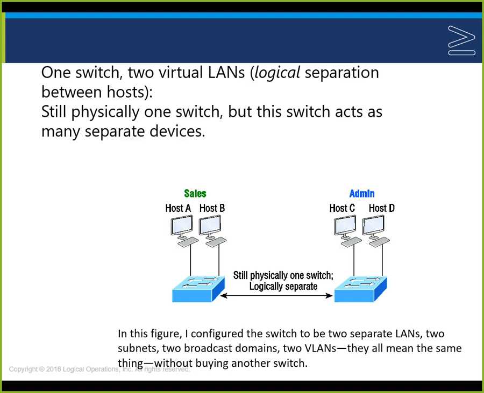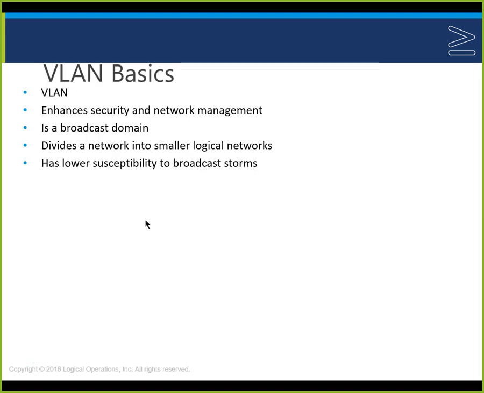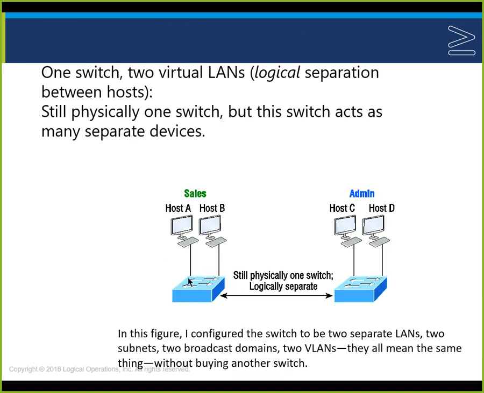And this one switch, 2 virtual LANs, logical separation between hosts. What this is showing in image form is the same thing that we had back here, except to illustrate that we do have 2 broadcast domains. They've drawn 2 switches here. Still physically 1 switch, but it acts as many separate devices. We can have multiple VLANs. How many depends upon the device itself. All of the devices have different capabilities. It says I configured the switch to be 2 separate LANs, 2 subnets, 2 broadcast domains, 2 VLANs. They all mean the same thing without buying another switch.